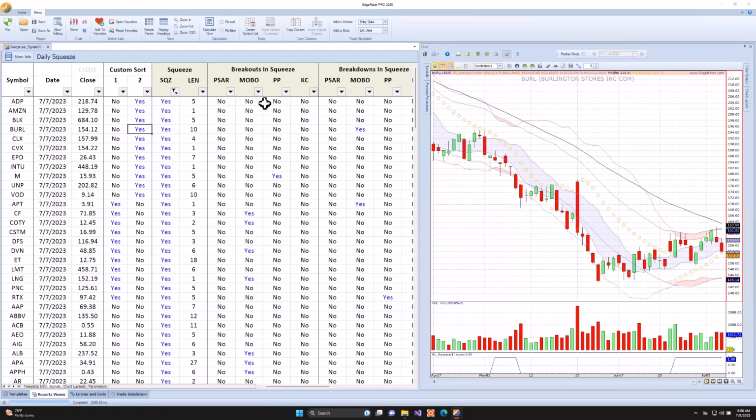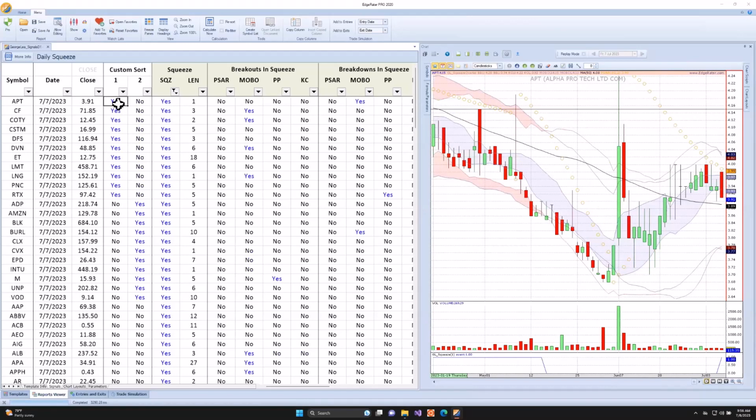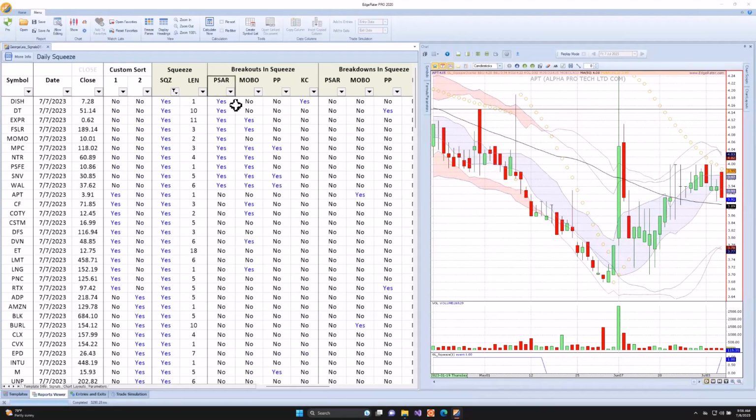Okay. So the other thing that's indicated in here, so we already talked about these stocks are in a squeeze. How close are they to their PSAR? Then we've got breakouts within the squeeze, and there are certain breakouts. If the PSAR flip has already occurred, then you'll get a PSAR breakout within a squeeze. When you're sorting on the custom sort columns, the PSAR flip has not yet occurred. It's close. It's close to happening.